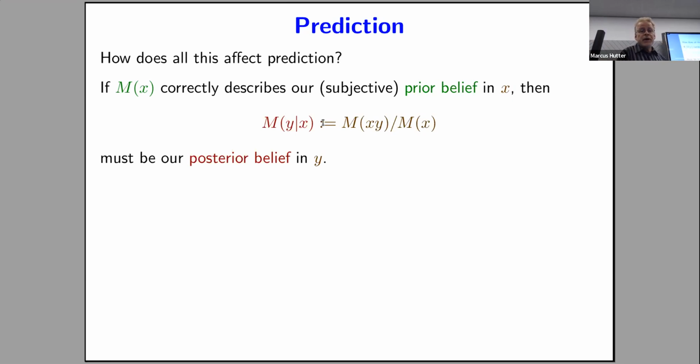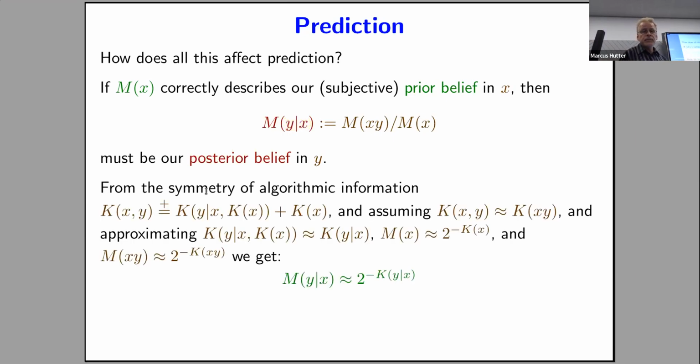So then we take the ratio. That gives us the belief probability that x is continued by y. If you crank a little bit the mathematics, what you will get is that M of y given x is then also just 2 to the minus K of y given x.